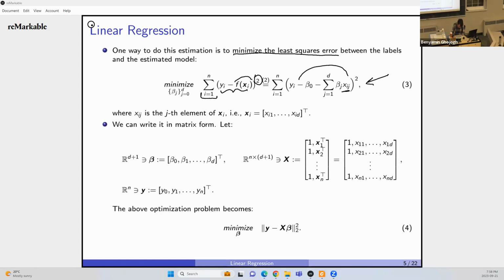So how can we do that? So I put all of the betas next to each other in a vector. So it's a column vector, right? So I denote it by beta, bold beta. It's d plus 1 dimensional, right?